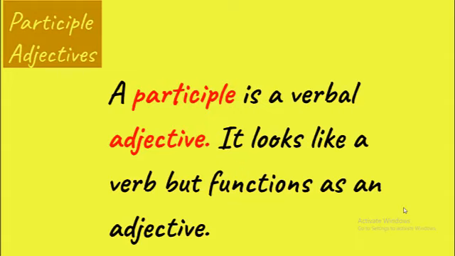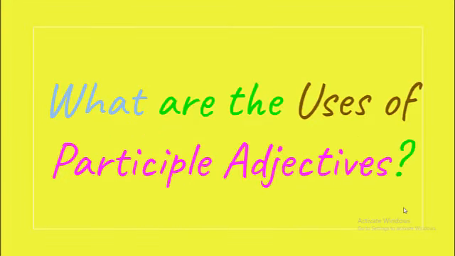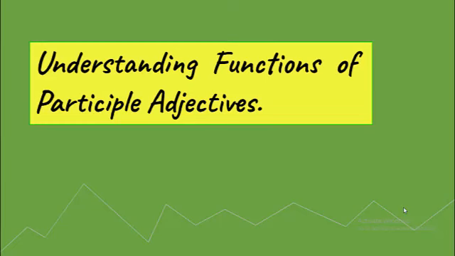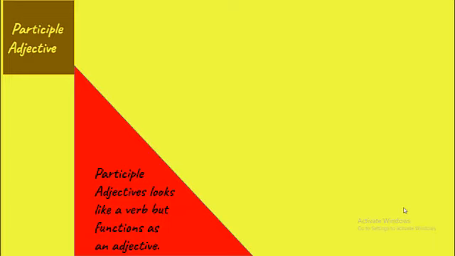A participle is a verb adjective. It looks like a verb but functions as an adjective. What are the uses of participle adjectives? Let's start understanding the functions and the uses of participle adjectives. Here we have participle adjectives; they look like a verb but function as an adjective.